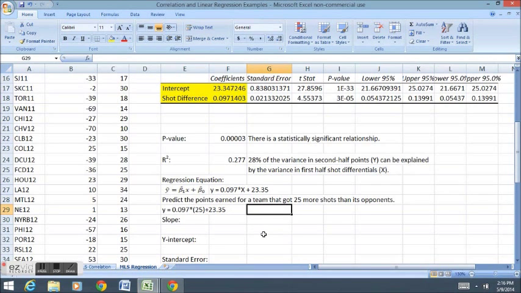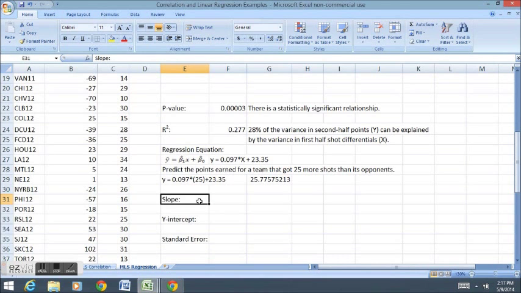If you want to add it up in Excel, you say equals the slope cell times 25 plus the y-intercept cell. Thus, a team that gets about 25 shots during the first half of the season, more than its opponents, is likely to earn about 26 points in the second half of the season.